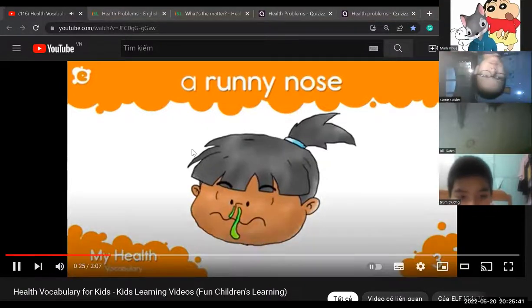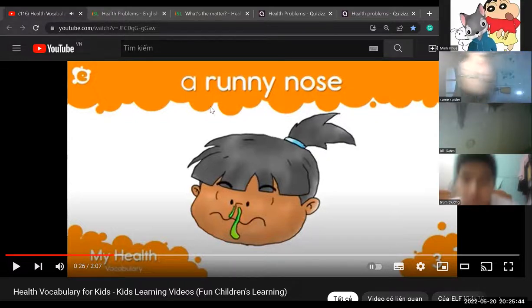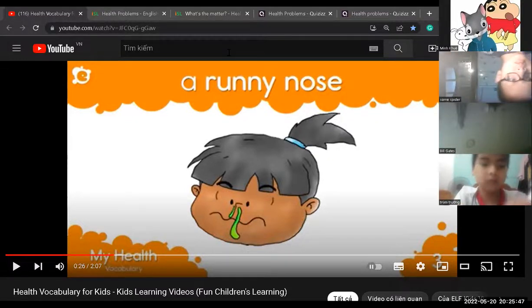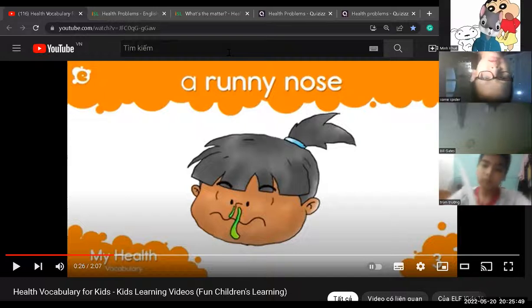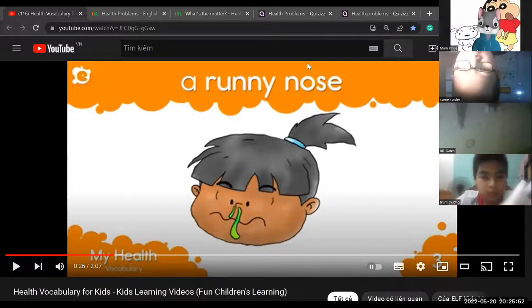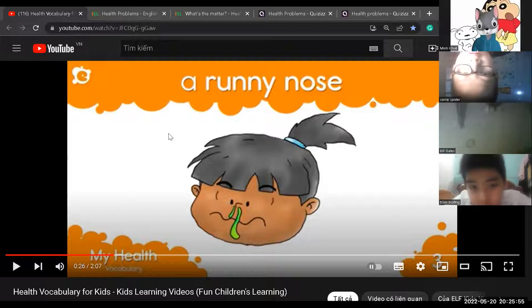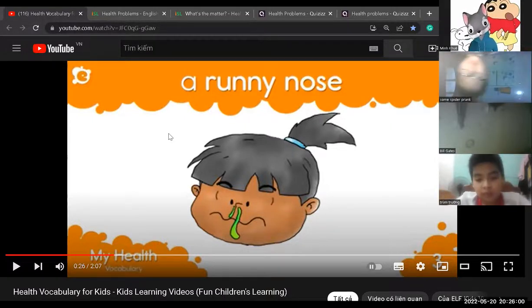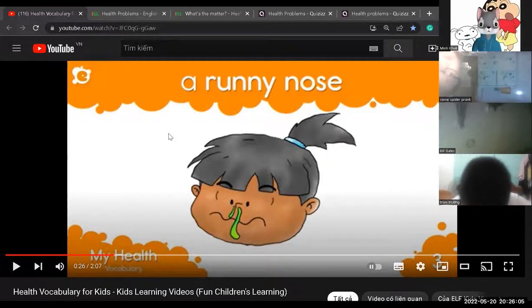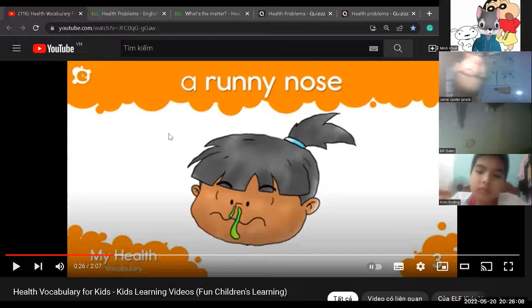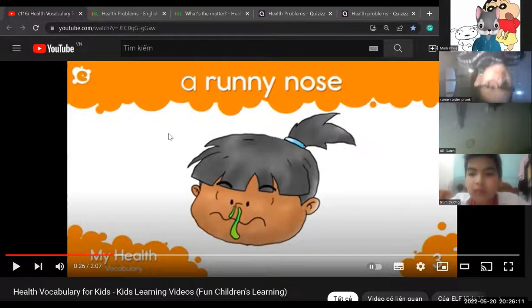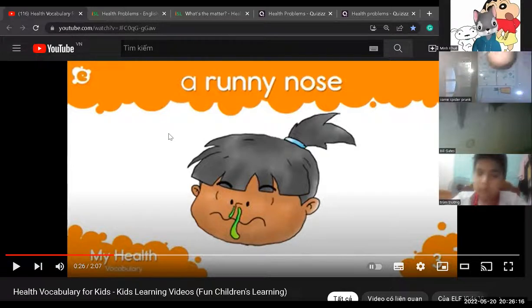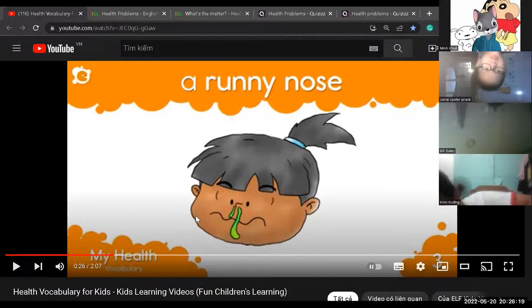A runny nose. This one, we haven't met it yet. A runny nose. Something inside your nose keeps running out of your nose, right? When you have a runny nose, you say I have a runny nose. People will understand that you have liquid coming out of your nose. Something constantly runs out of the nose, right? So you say, I have a runny nose. Runny nose. Remember, guys, repeat, okay? Don't forget to repeat. Runny nose, okay?